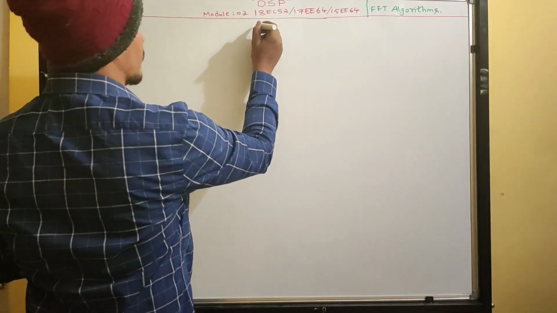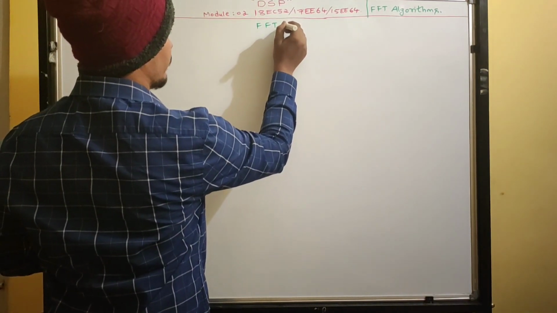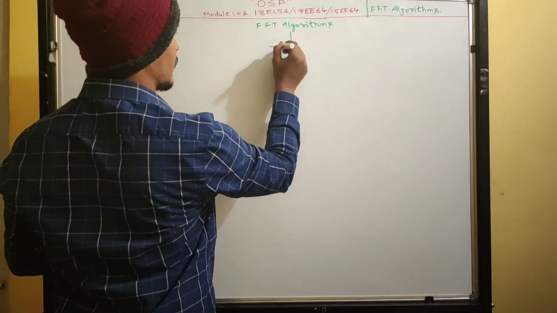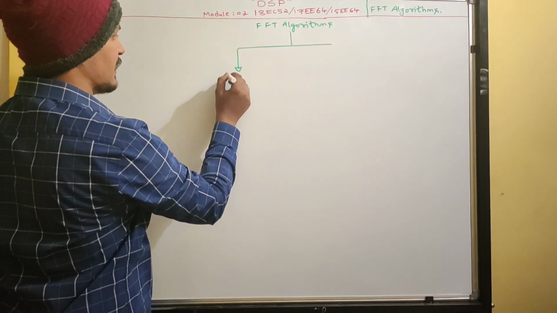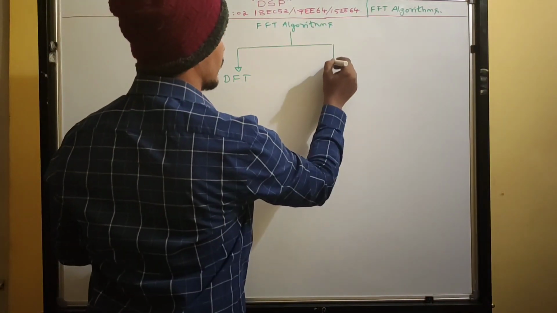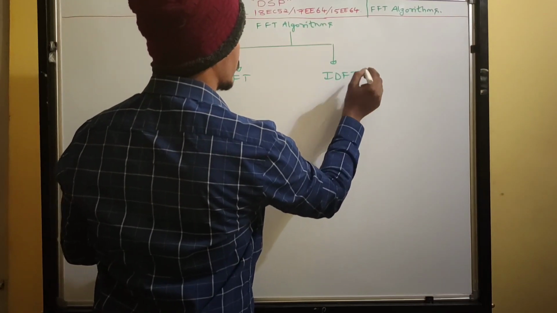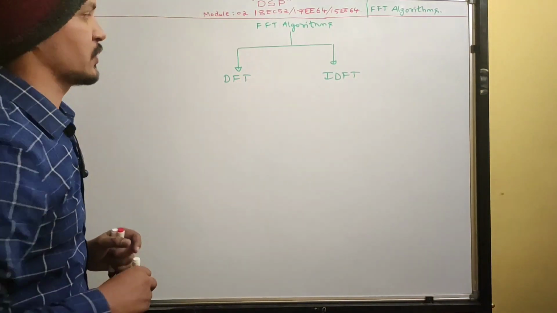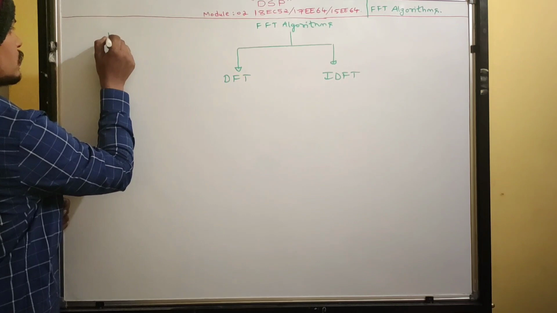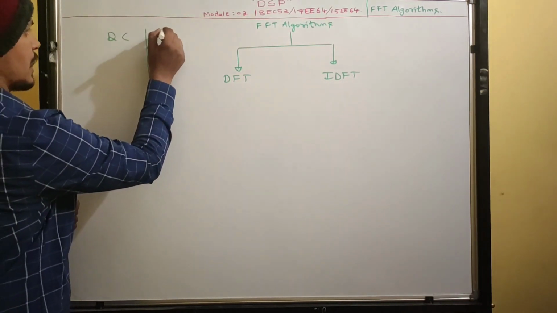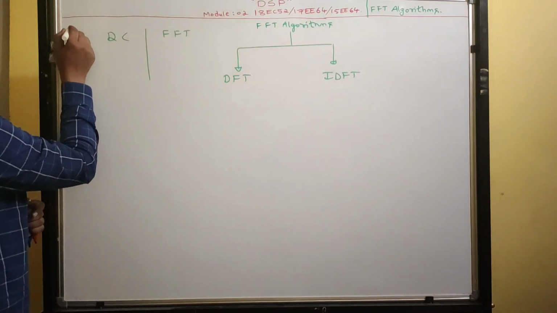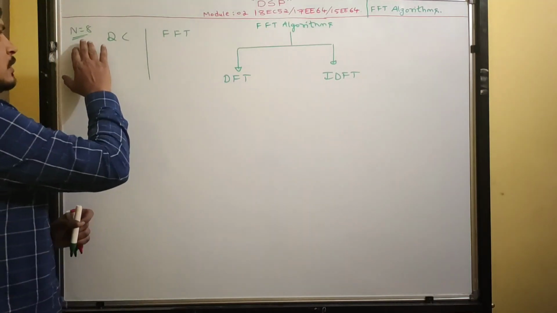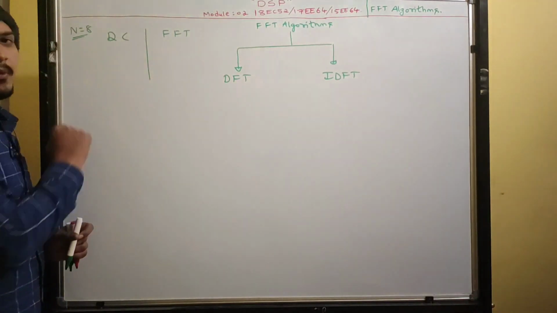FFT algorithms are used to compute DFT and IDFT. They compute both DFT and IDFT in a faster method compared to direct computation. We can compare direct computation and fast Fourier transform. Consider an 8-point DFT. Now I am finding the DFT for an 8-point sequence.